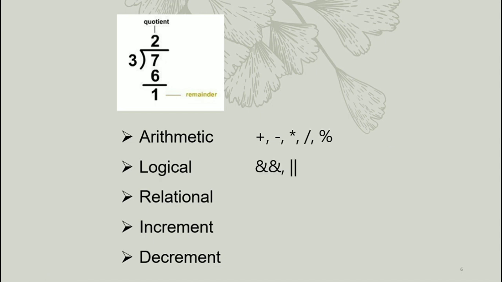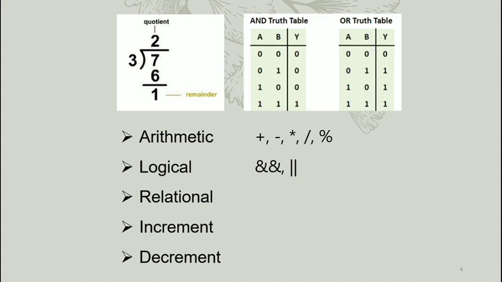Next one is logical. The first one is AND, the second is OR. Now to explain this, I will show you the truth table. So this is the format of how the AND operator works, and this is the format of how the OR operator works. AND does the work of multiplication and OR does the work of addition. And while using conditional statements, you will be using these operators to check the condition whether it is correct or not.